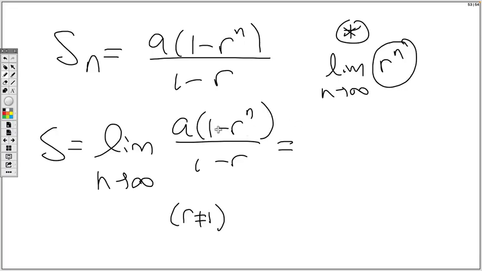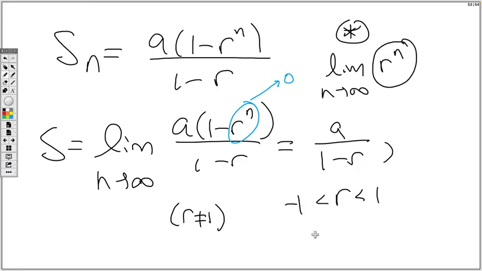This is going to equal, well, let's see. This will go to 0 then, and this will be equal to a over 1 minus r, provided r is between -1 and 1. Or a quicker way to write that is the absolute value of r is less than 1. So that's going to be a formula we're going to be using over and over again when it comes to geometric series. So we're going to write it on a new slide.